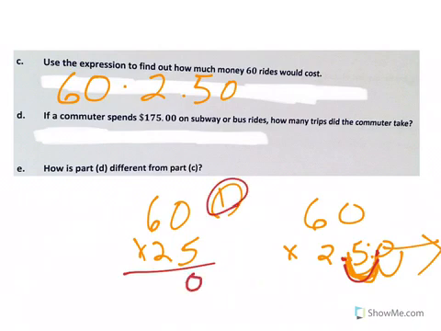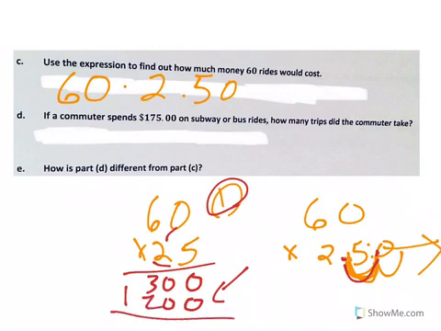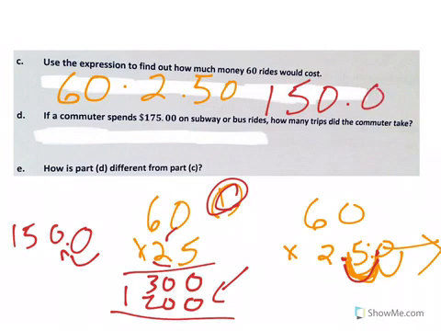5 times 0 is 0. 5 times 6 is 30. Going down to the next line, since I'm starting in the tens place, my answer has to start in the tens place. So I put in my little happy face 0, right? 2 times 0 is 0. 2 times 6 is 12. Add this up: 0, 0, 5, and 1. 1 decimal move, put it right there. It would cost $150. Because my decimal is right there, my answer is $150.